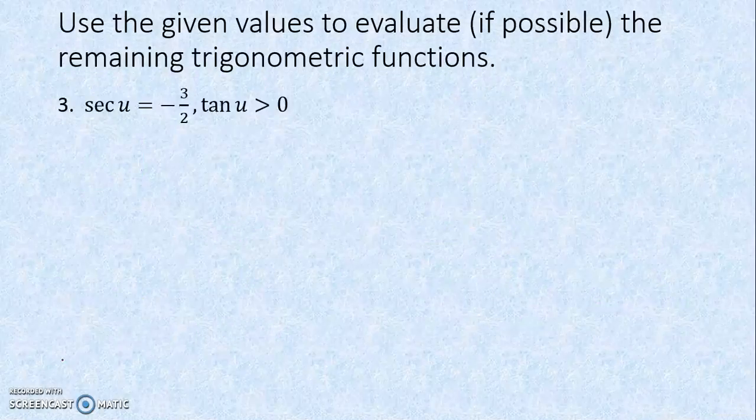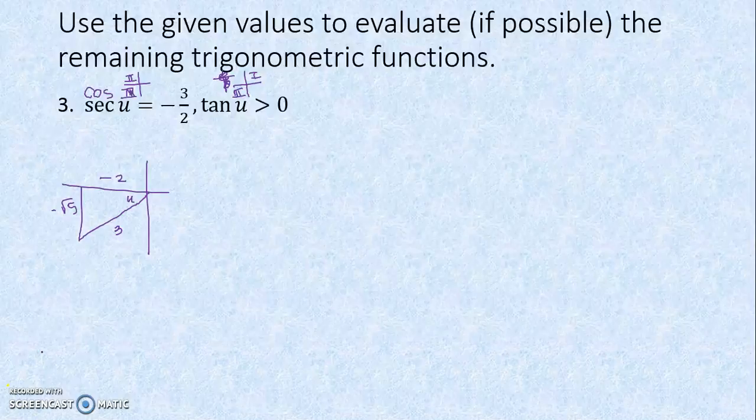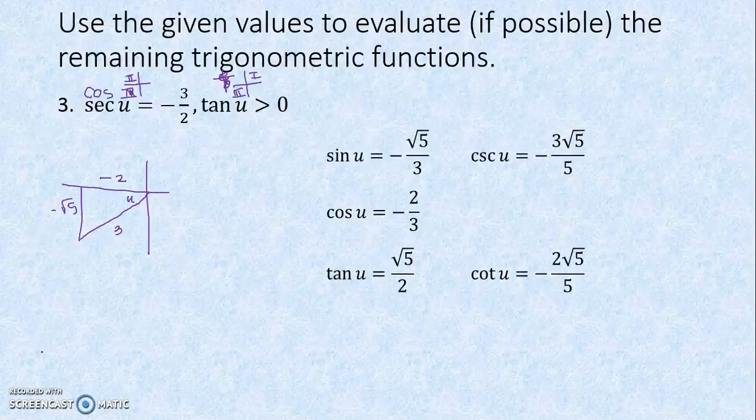Go ahead and do this one on your own. I will put out the answers in a second, but we should be there. Again, start with drawing your triangle. So I ended up in quadrant 3, figured out my sides. First I flipped it to the cosine to get the negative 2 over 3, and then I did Pythagorean theorem, and then there's the rest of my trig functions.